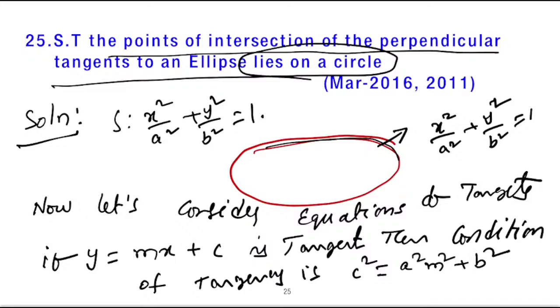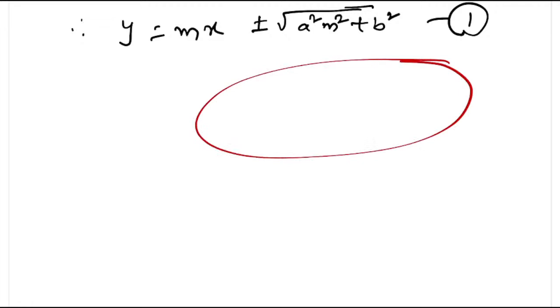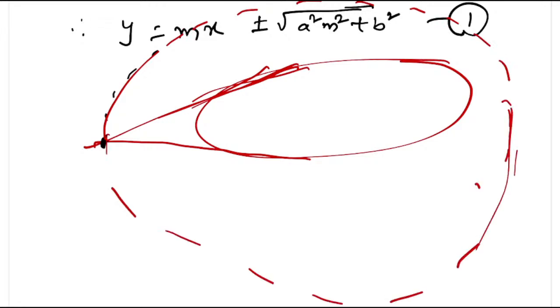Alright, so equation of tangent will become y is equal to mx plus or minus under root of a square m square plus what? B square. You assume equation 1. These are pair of tangents. Why? Because plus or minus is there, na? So these pair of tangents are meeting at what particular point. That locus they are asking is a circle we have to prove. That locus we have to prove that a circle.